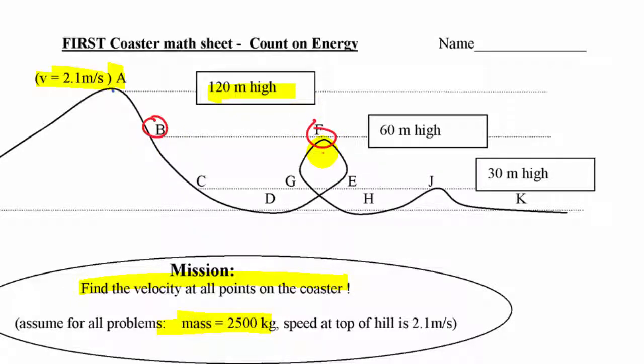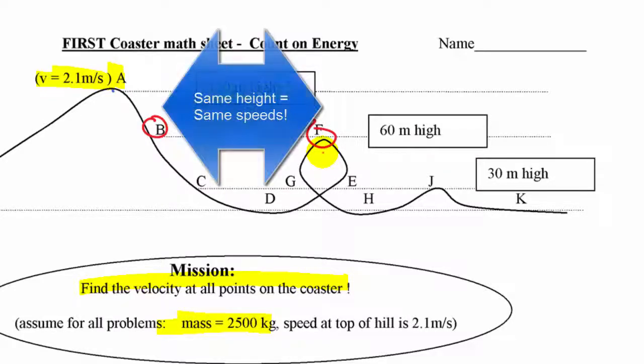The top of the loop, point F, is also 34.4 meters per second when you round it off. Okay? Why is that? They're at exactly the same what? Height. Therefore, they have exactly the same potential energy. Therefore, they have exactly the same kinetic energy. Therefore, the same speed.